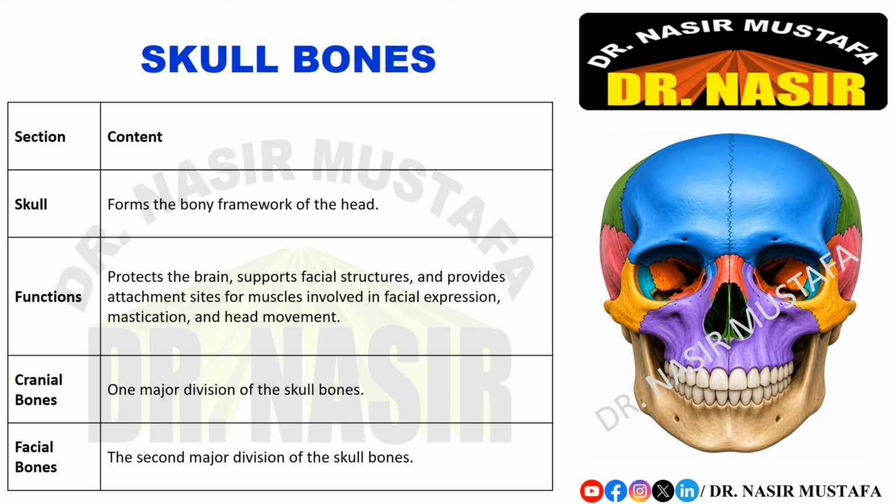3. Skull bones. We will now move to one of the most complex regions of the skeleton, the skull. The skull forms the bony framework of the head. It protects the brain, supports the structures of the face, and provides attachment sites for muscles involved in facial expression, mastication, and head movement. The bones of the skull can broadly be divided into cranial bones and facial bones.